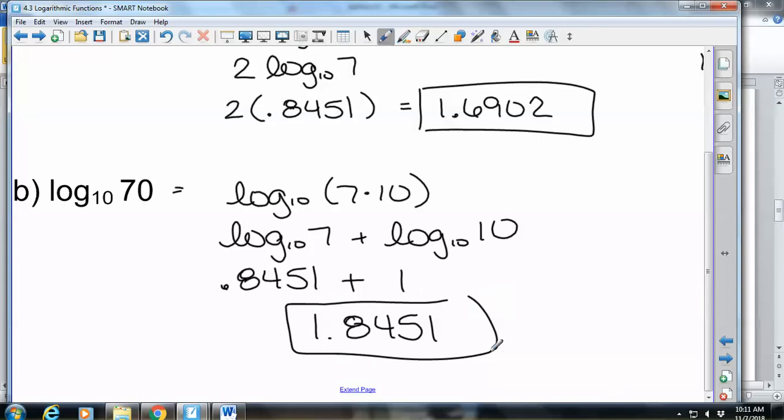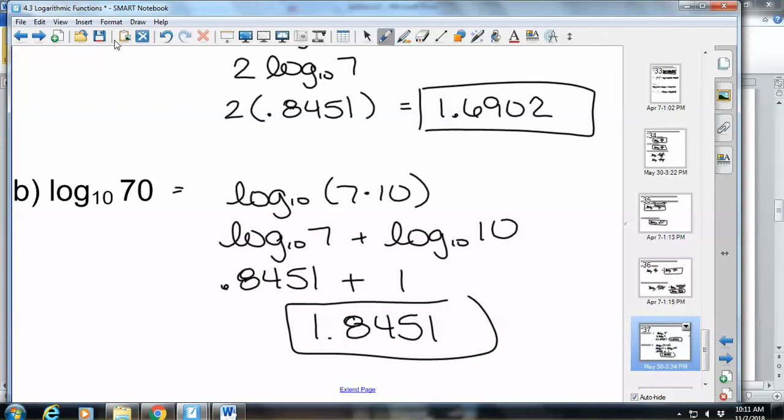So we evaluated this just using our properties. Any questions over there? So that is the end of today's lesson. Do you want to talk about what's going to be on your quiz tomorrow?